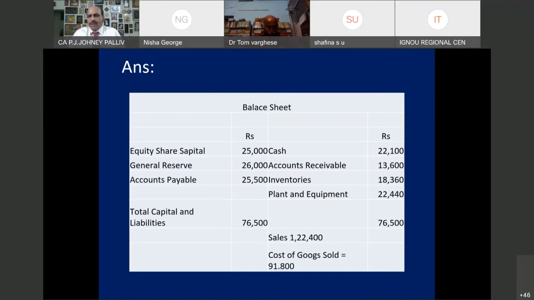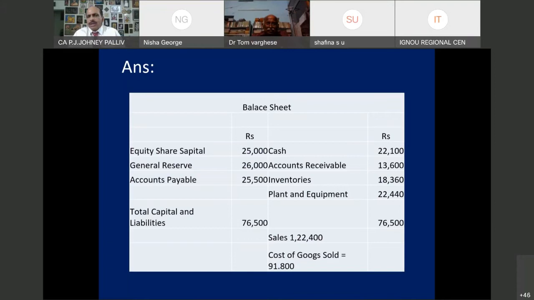Okay. Do you know how we have arrived at the cash balance of 22,100? No, sir. I have a little doubt on that. Okay. Cash balance, you have a doubt. Have you understood how you arrived at accounts receivable of 13,600? Accounts receivable. Any doubt?